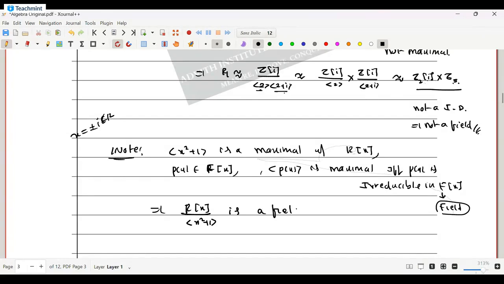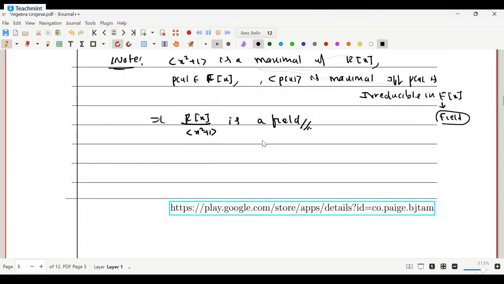సో పాలినామియల్ రింగ్స్ లో ఇంకొంచెం ఎలాబరేట్ గా చదువుకుందాం సార్ దీని గురించి. నెక్స్ట్ వన్ బూలియన్ రింగ్స్. బూలియన్ రింగ్.